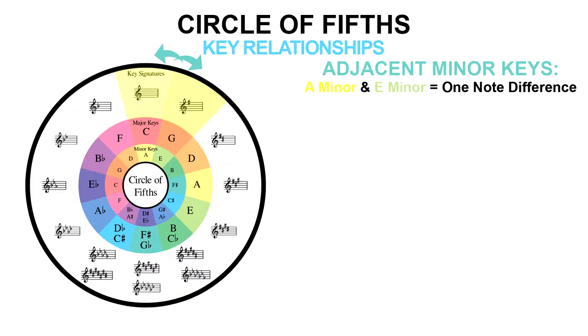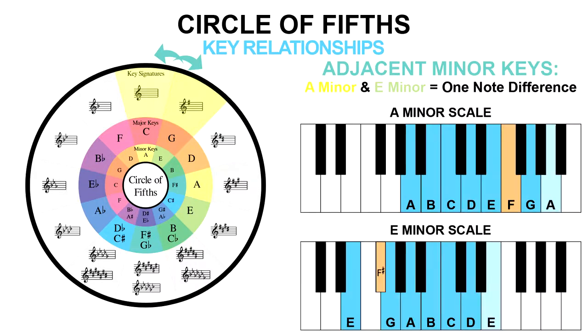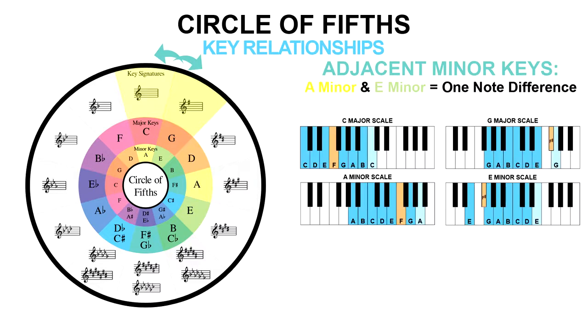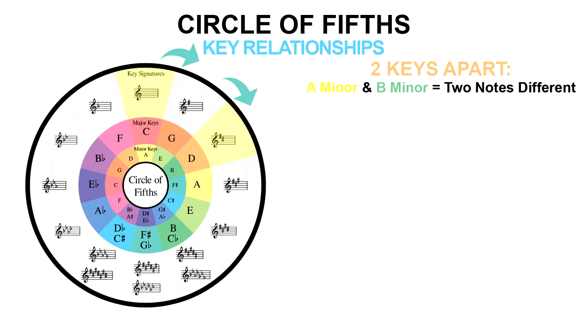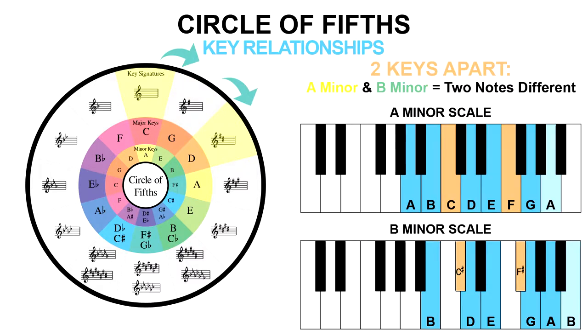Also, keep in mind that the inner part of the circle works exactly the same as the outer ring, meaning these two minor keys, A minor and E minor, are a fifth step apart from each other, which means they share all the same notes in their scales except one. We have F in A minor and F sharp in E minor, which is the same difference in their relative major scales, C major and G major. So similarly, if you go two fifths apart, then you have two different notes in each scale, and so on.